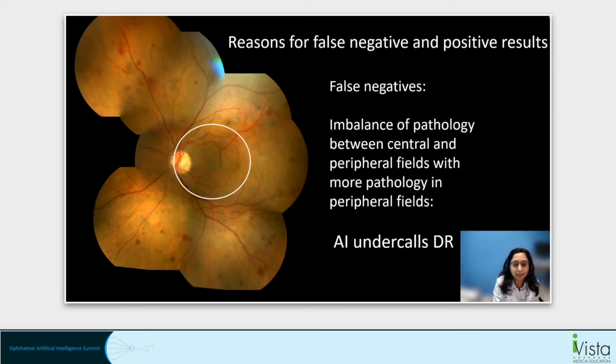So here's an example. The white circle again denotes what field 2 is. And you can see in this montage that most of the disease is happening outside that field 2. And so when the AI sees only that field 2, it thinks there is really nothing much happening in the eye, whereas the grader gets to look at all those outside areas and determine a higher level of retinopathy. So the AI sees nothing and says the patient is not eligible, no retinopathy or very mild retinopathy, when in fact the patient may have qualified because of pathology outside. So in this case, the AI is undercalling diabetic retinopathy.